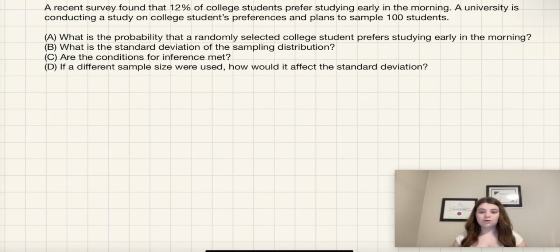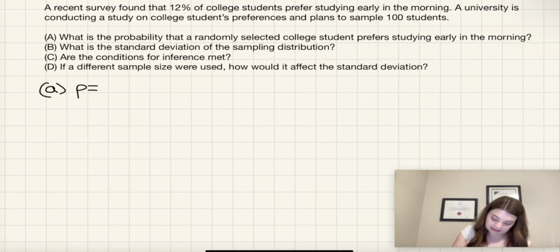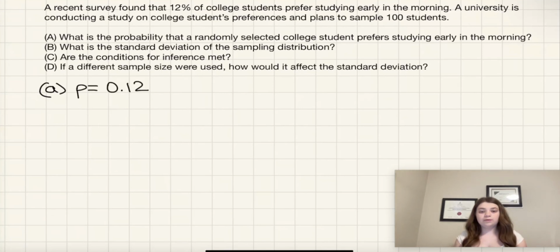So for this one, we're going to generalize the sample to the overall population. And so therefore, we're going to assume that the probability that a randomly selected student prefers studying early in the morning is 0.12 or 12%. All right, moving on to part B.